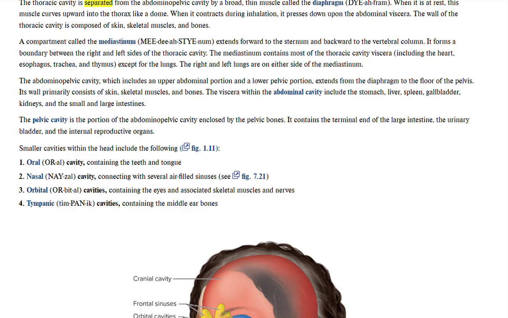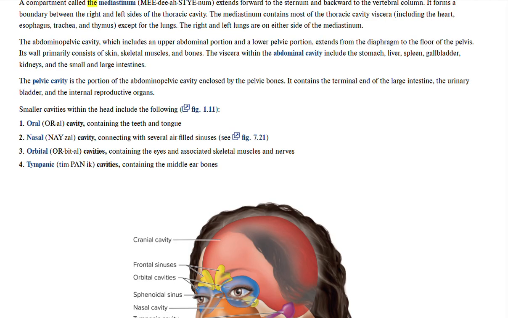The thoracic cavity is separated from the abdominopelvic cavity by a broad, thin muscle called the diaphragm. When it is at rest, this muscle curves upward into the thorax like a dome. When it contracts during inhalation, it presses down upon the abdominal viscera. The wall of the thoracic cavity is composed of skin, skeletal muscles, and bones. A compartment called the mediastinum extends forward to the sternum and backward to the vertebral column. It forms a boundary between the right and left sides of the thoracic cavity.